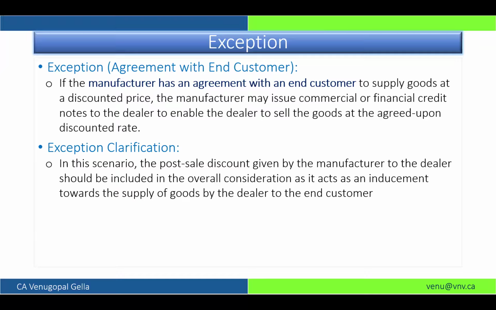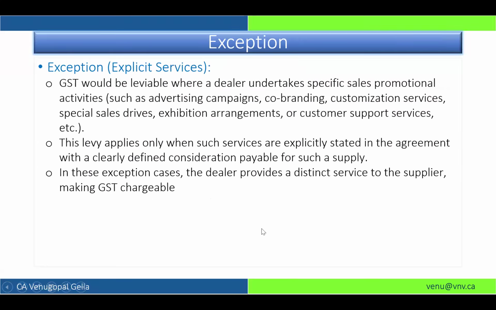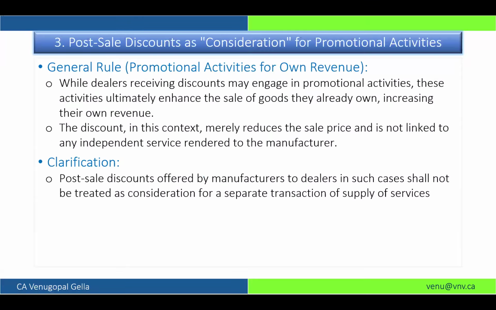This is coming from where? In section 15, subsection 2. When a third party is making the payment, the price received should also be added to the value of supply. So that is where this is getting added as a value of supply, right? Then they have given one other point as promotional activity.